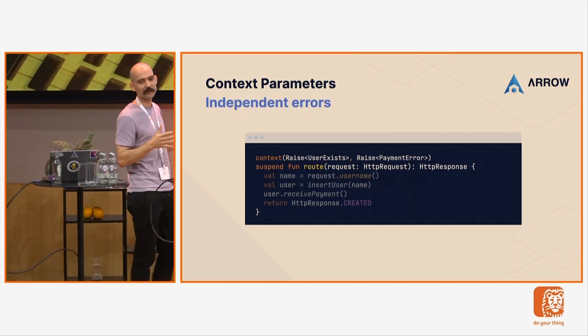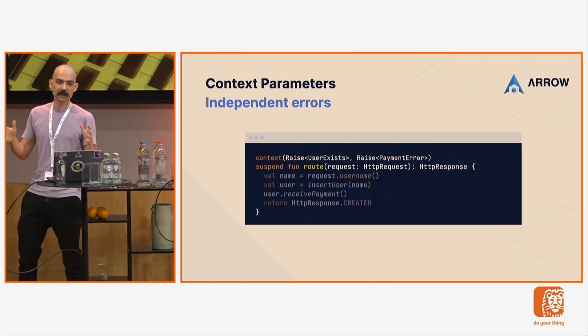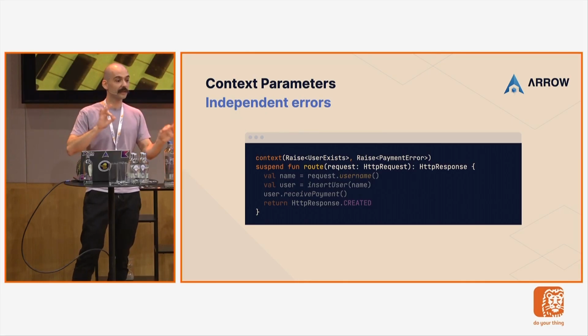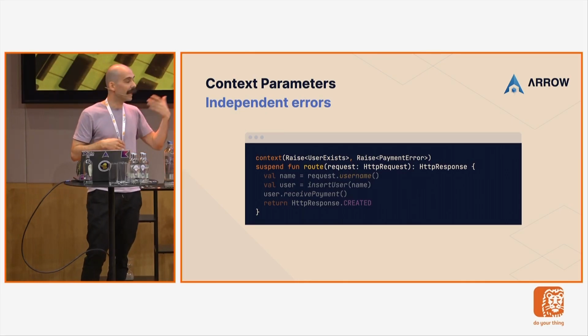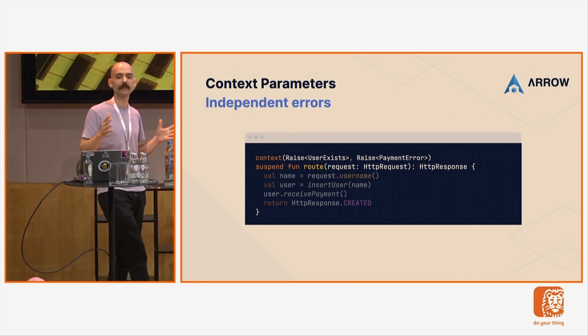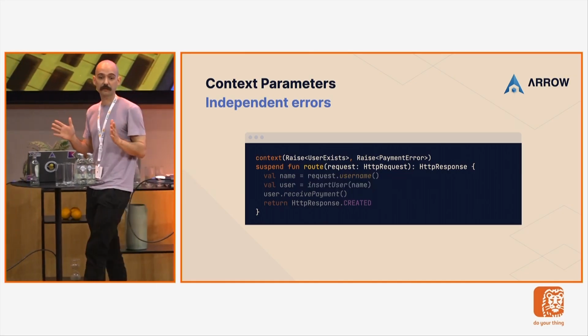So context parameters allow us to get rid of all that boilerplate. Right, so context parameters will allow us to independently define DSLs or capabilities and handle or resolve them independently of each other, which is extremely powerful, as there is no alternative to this in traditional functional programming.